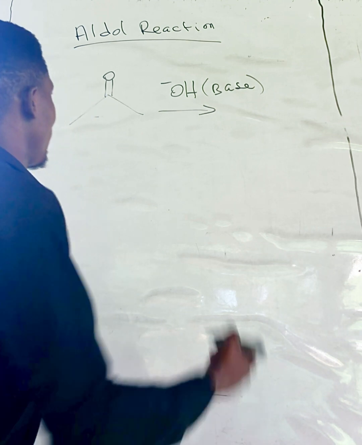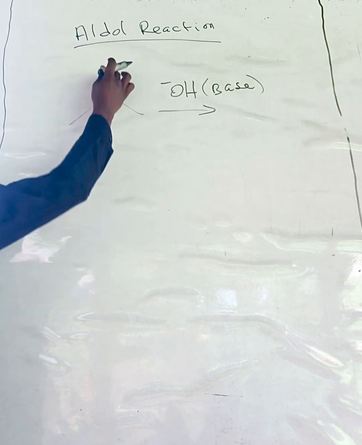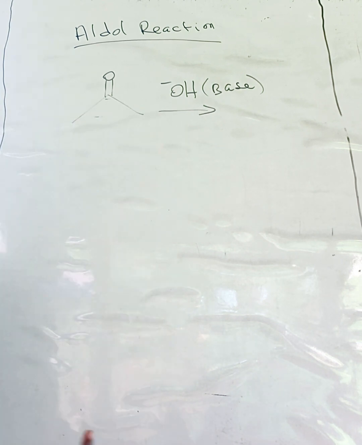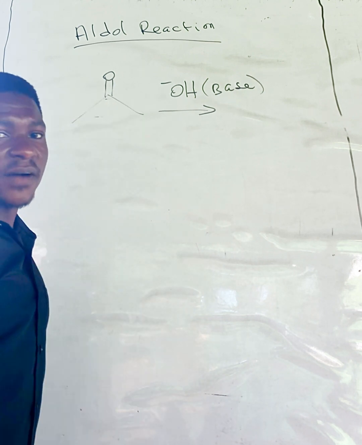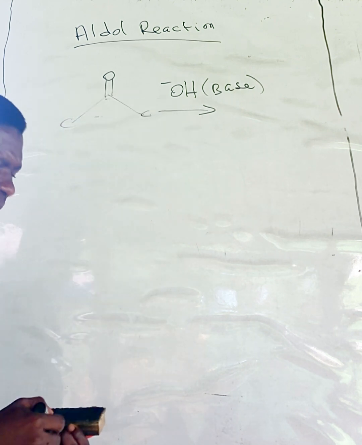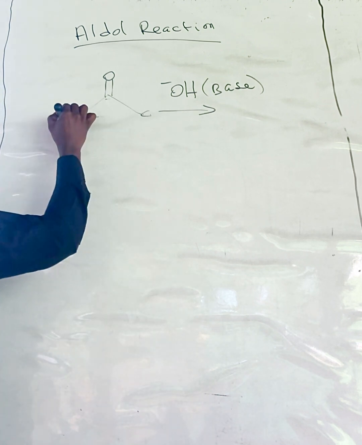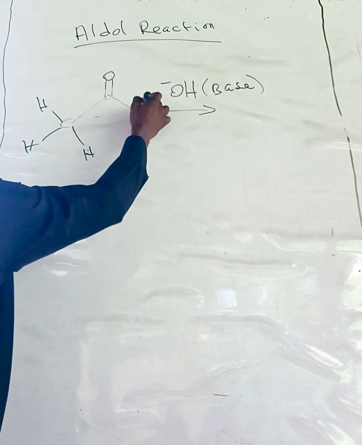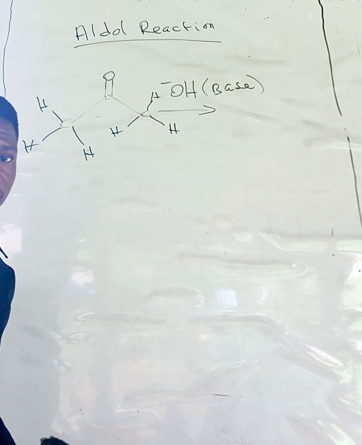Okay. When you take a carbonyl system like this, the carbon bearing the oxygen is what we call the carbonyl carbon, right? And the carbons that are directly attached to the carbonyl carbon are what we refer to as the alpha carbons. Now, you see that these alpha carbons have hydrogens attached to them. This has 1, 2, 3. The same way this one also has three hydrogens attached to it.